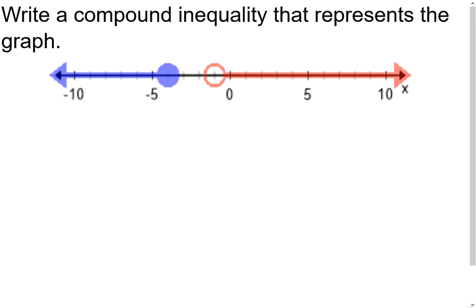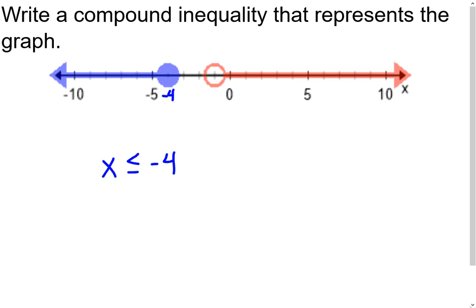Now my second one, my graph looks a lot different. Instead of my solutions being inside of those two endpoints, now those solutions go left and they go right. So I look at the blue one here. Notice that this is at -4. Well, I'm including -4, so I'm going to have the equals to part. And then I have all these solutions that are to the left or less than. So I would have x is less than or equal to -4.